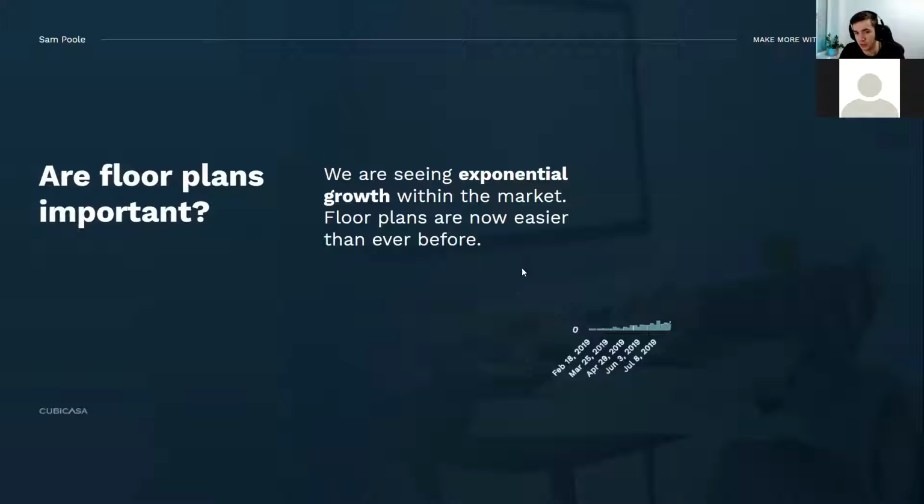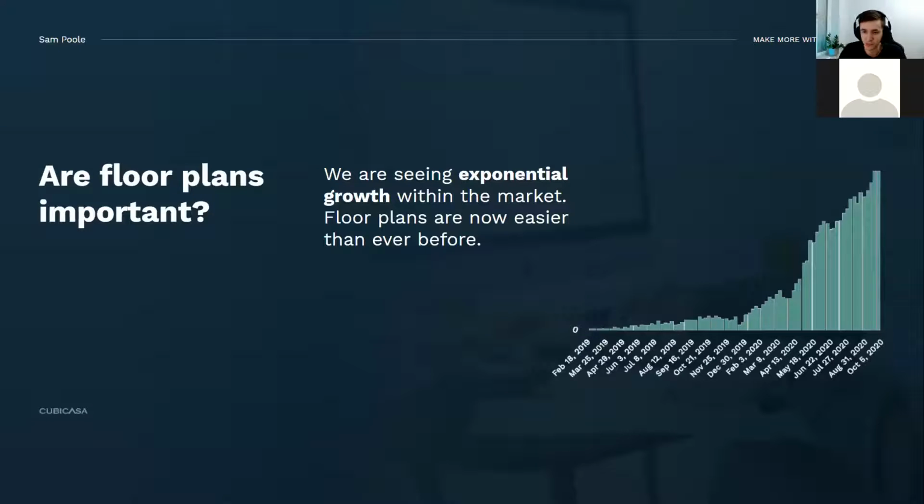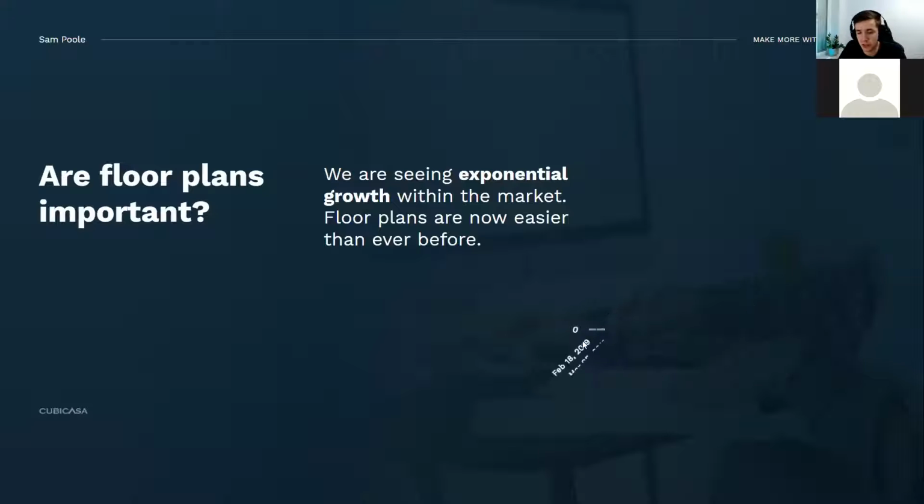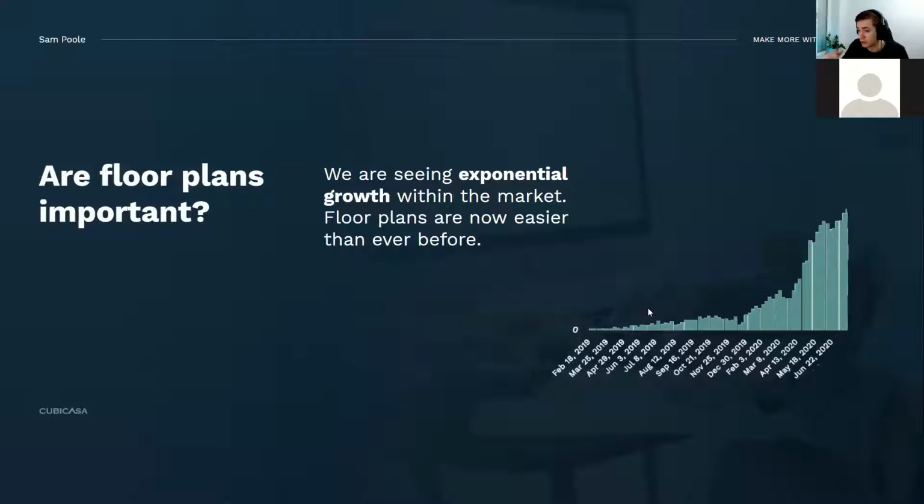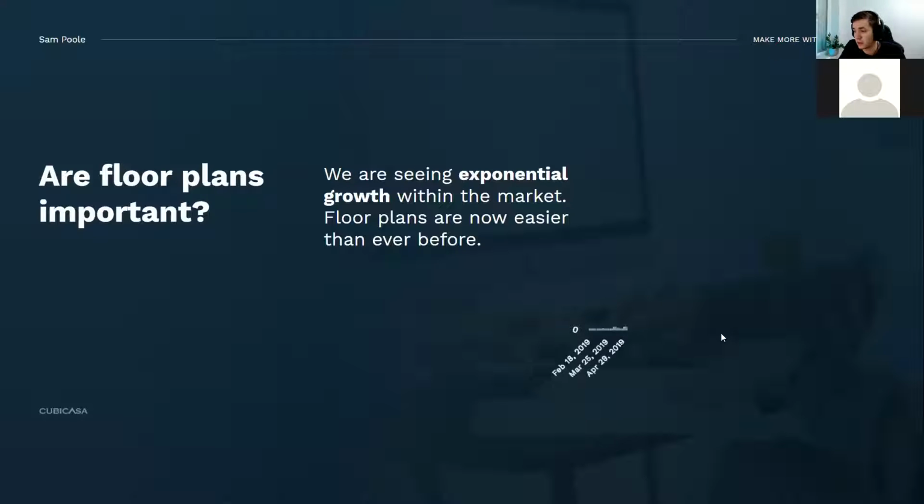So here on this graph, this is our active scan growth, should we say. And what we can see is as we started to launch the product, it was slow and steady. And then as soon as it started to take off, you can see a massive amount of growth.